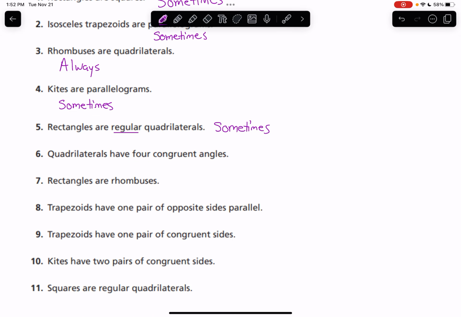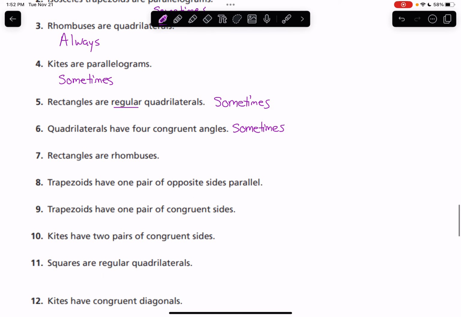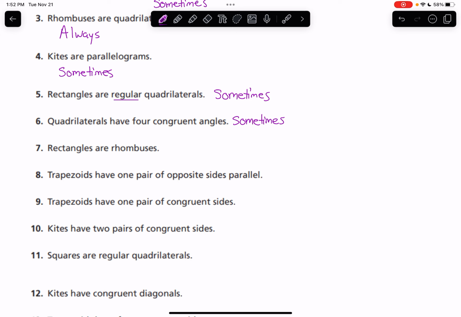Quadrilaterals have four congruent angles. Rectangles do. So quadrilaterals sometimes do, they don't always. Rectangles are rhombuses. Let's think, are there rhombuses that are rectangles? Rectangles are squares sometimes, and squares are rhombuses. So rectangles are sometimes rhombuses. Lots of sometimes here. Trapezoids have one pair of opposite sides parallel. Well, considering that's the definition of a trapezoid, that is always true.